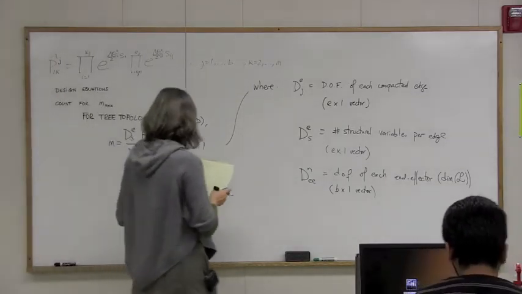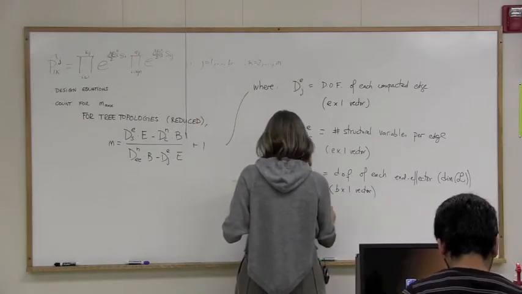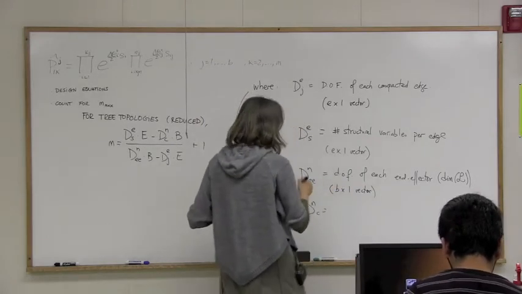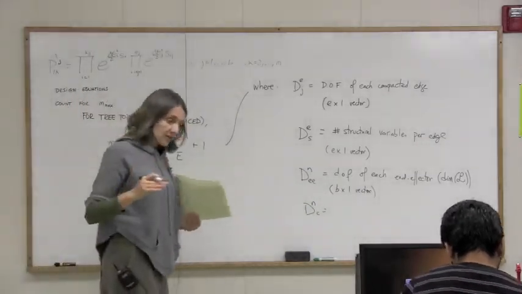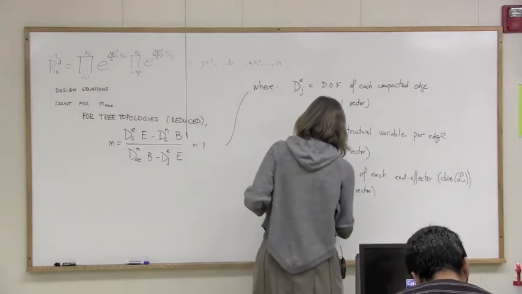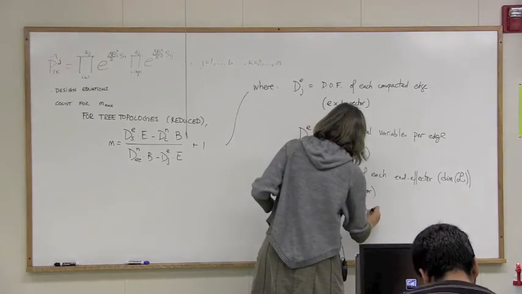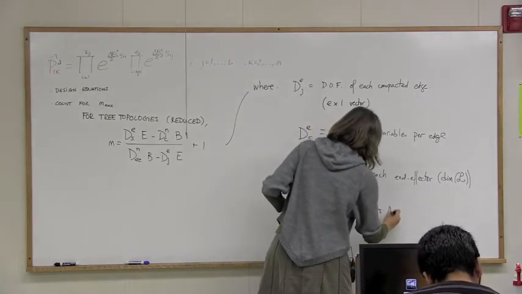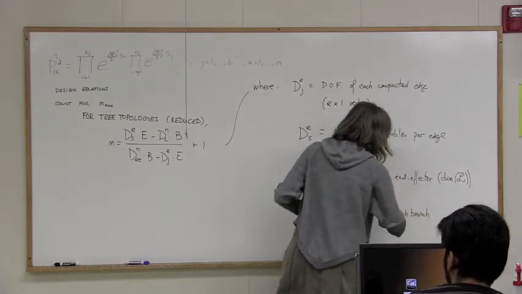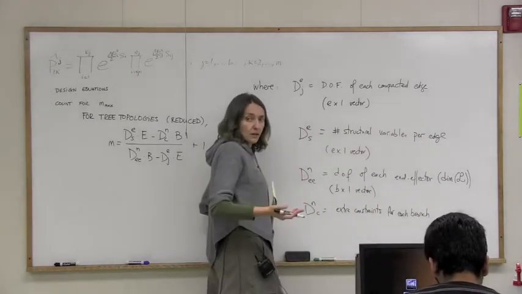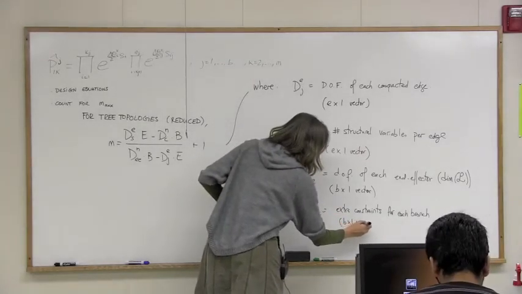And then we have the last one, dnc, which is equal to, these are the extra constraints, the number of constraints that you add for each branch, okay? When we do this counting, we don't really need to assign the constraints to a particular link in the counting, just to a particular branch. So it's a B times 1 vector again.